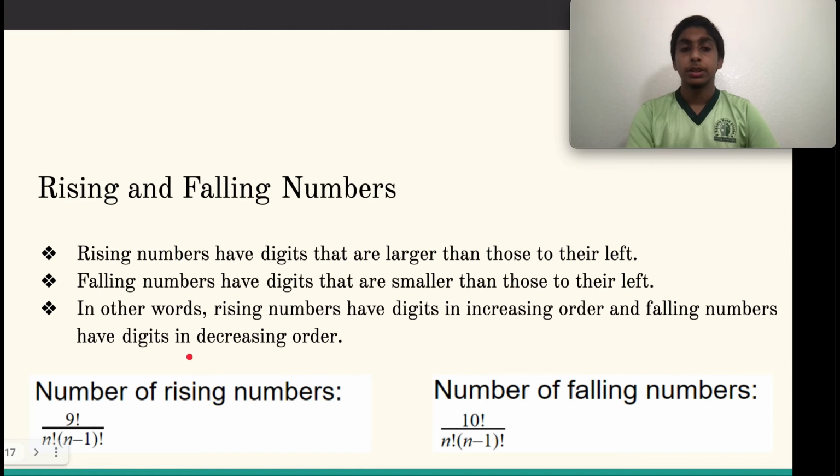So the number of rising numbers can be found with 9 factorial over n factorial times 9 minus n factorial. You may recognize this as 9 choose n, right? You could have written this as a combination. I just wrote it in factorial form here. What this is saying is n is just going to be your number of digits. So if I want all the 3-digit numbers that are rising numbers, I could use this formula, plugging in 3. And the number of falling numbers is going to be 10 factorial over n factorial times 10 minus n factorial, which is the same as 10 choose n. Again, n is my number of digits. So for 4-digit numbers, I can plug in 4 for n. Okay, so those are just two more quick formulas we can use for rising and falling numbers.